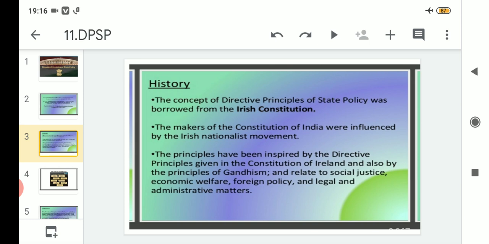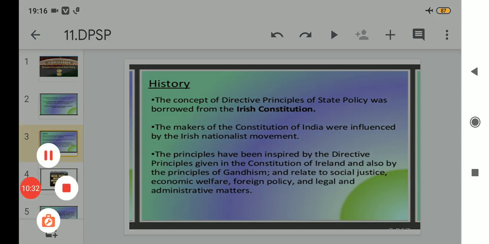All these points, starting from social justice. One more point was there, the principle of Gandhism, social justice, then economic welfare, then good foreign policy, and legal and administrative matters also. So all this will work under the directive principles of state policy. That was the reason that the directive principles of state policy were included in the Indian Constitution. Clear?